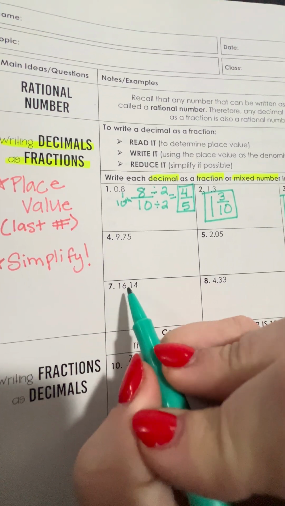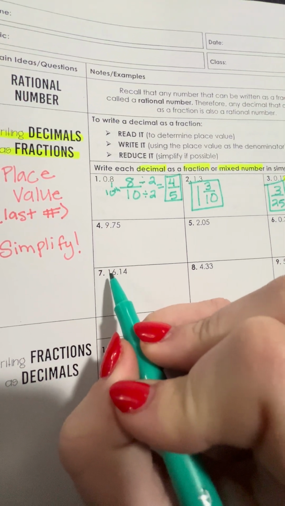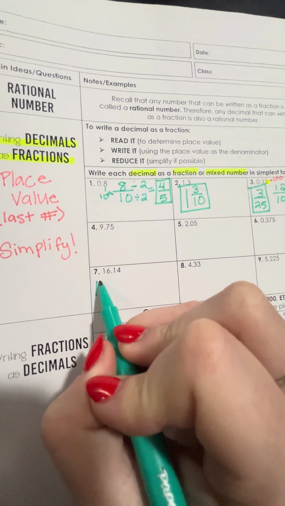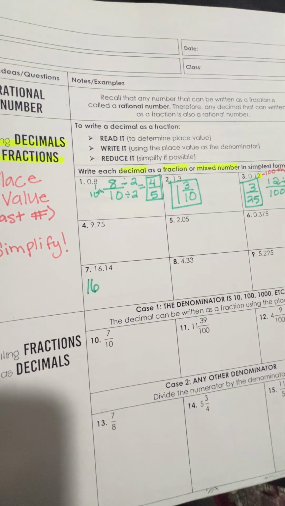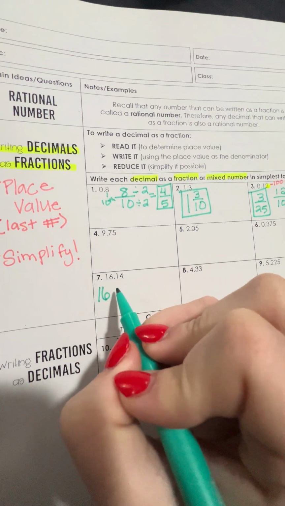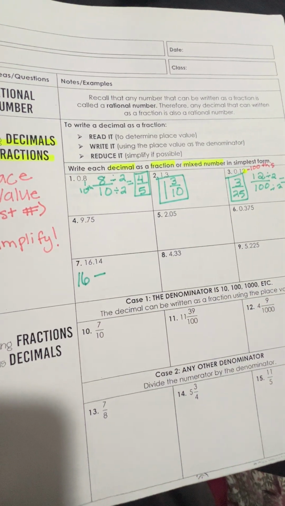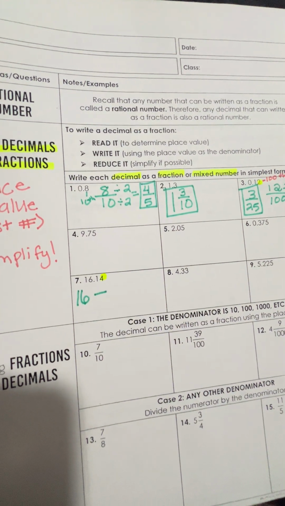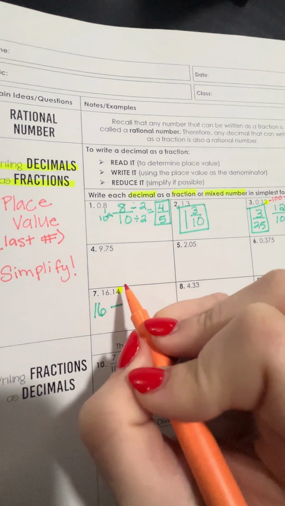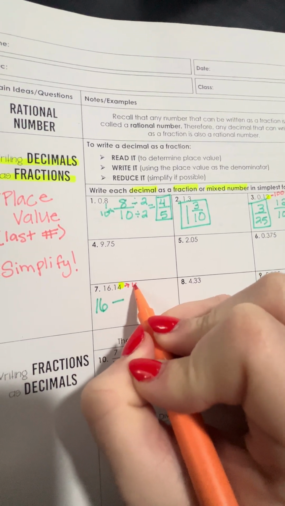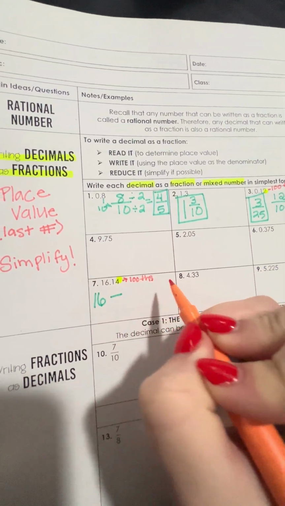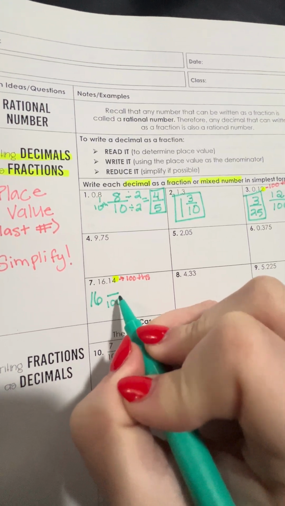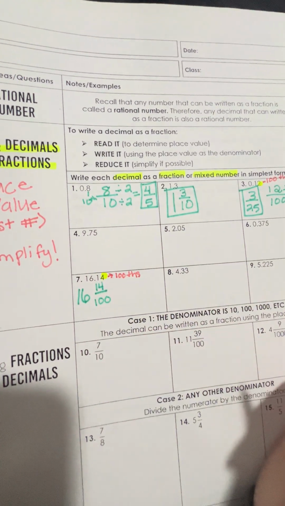The whole number is 16 because that's in the ones and the tens place. That's 16 and 14 hundredths. So your whole number is going to be 16. You want to make a fraction next to it, a fraction bestie, remember. This 4, okay, that's the place value you're looking at. The 4 is in the hundredths place. So we know our denominator is going to be 100. And our numerator is going to be 14.